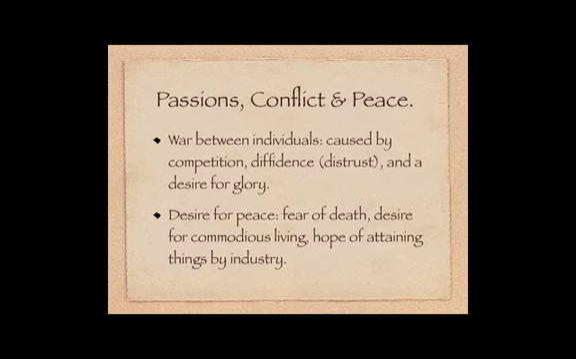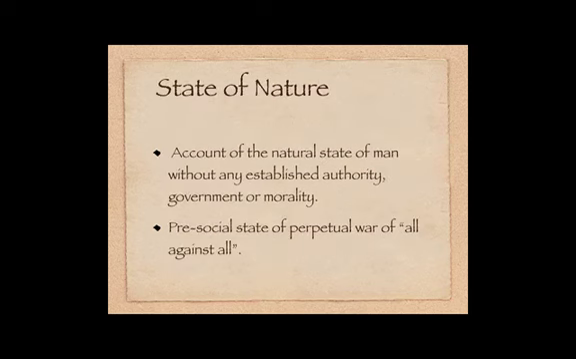So in a civil society like the one we live in now, we can obtain things by industry, but that's only because we have some sort of social structure set up, some sort of set of rules that govern the way in which we interact with each other. Now, the third component, as I mentioned, was the state of nature.